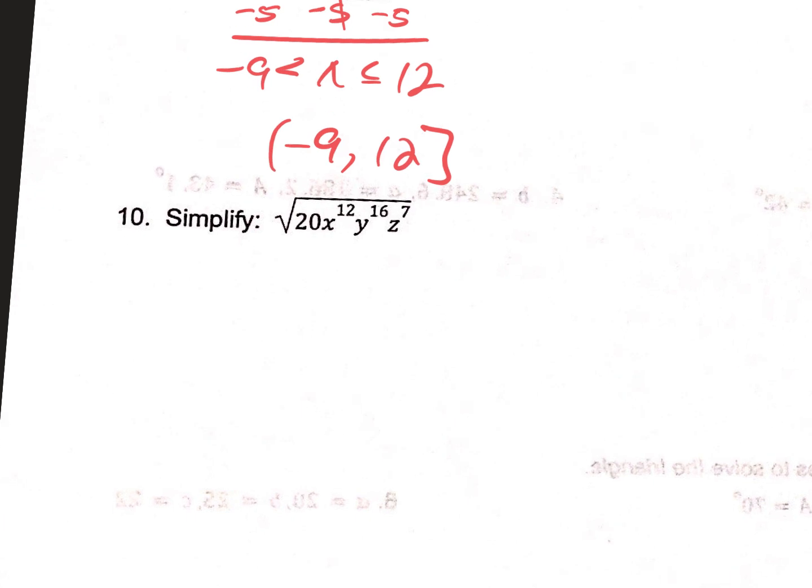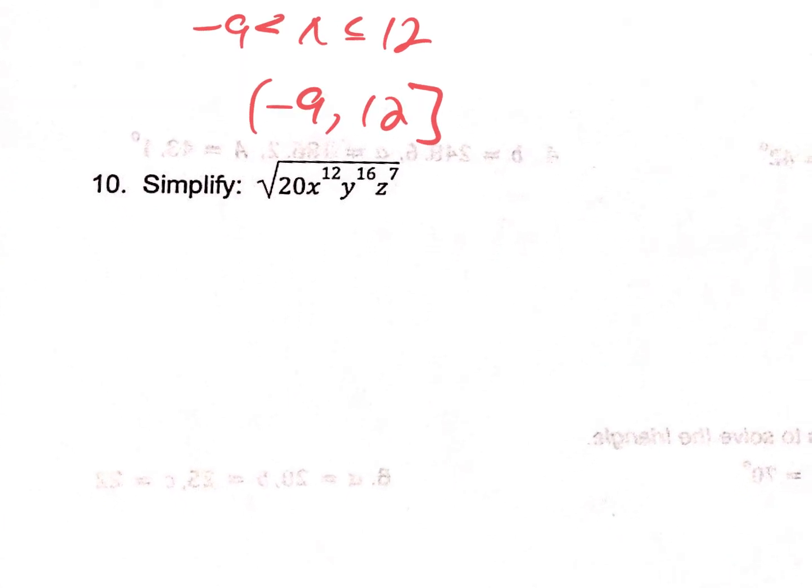Number 10, square root of all that stuff. It's a bunch of stuff. First of all, I got to figure out how to break down the 20. 20 is really 4 times 5. Well, the square root of 4 is 2. The square root of 5, I'm going to leave in there because I don't know what the square root of 5 is. Now, the index, even though it's not written there, is really a little 2 right there. So I'm going to divide that index into each exponent. 2 goes into 12 6 times. It goes into 16 8 times.